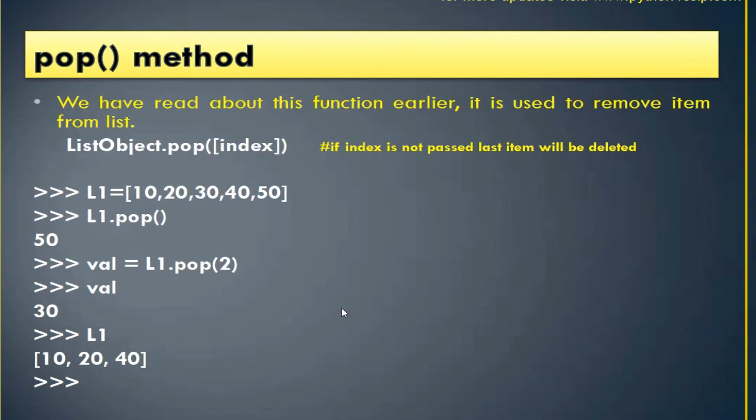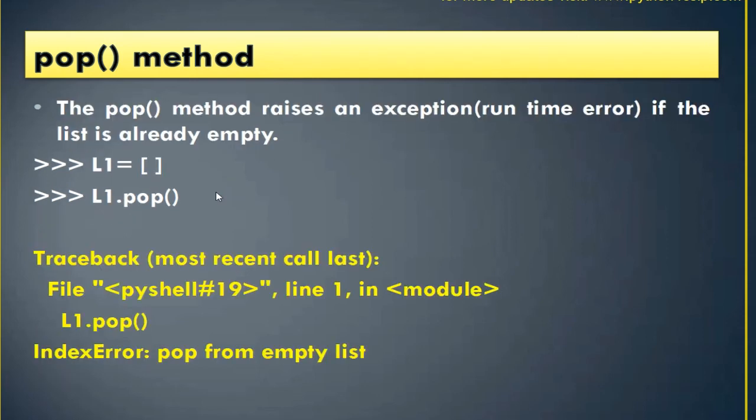Now the pop method, this we have learned earlier at the time of the delete function. It is used to remove an item from the list. When you are using pop, it will delete the item. Like L1 dot pop of 2, so 2 means 0 1 2, the third index will be deleted. So according to that the pop function works.